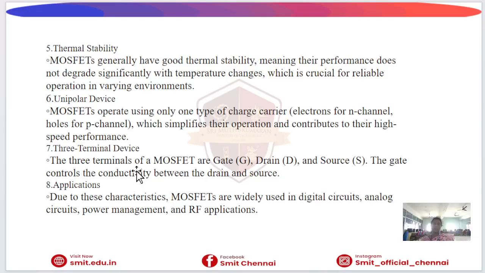Then it's a unipolar device. The MOSFET is called a unipolar device because only one type of carrier participates in conduction, whereas in a BJT both types of carriers participate in conduction. But in the MOSFET we have unipolar conduction. The N-channel MOSFET uses electrons only and the P-channel MOSFET uses holes only. By comparison, the BJT uses electrons and holes, so the BJT is bipolar. The MOSFET uses only one charge carrier, so the MOSFET is unipolar.